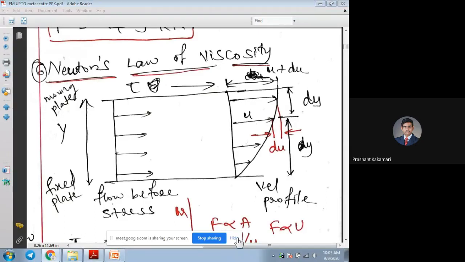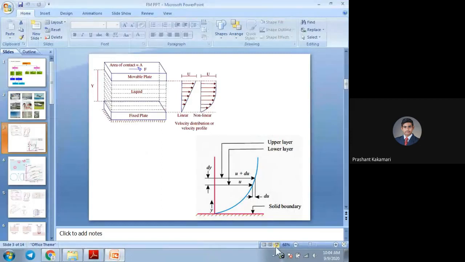Now coming to viscosity, in this we are going to study Newton's law of viscosity. Newton conducted experiments on finding the viscosity of liquids, and how that viscosity depends on different parameters. That is what we are going to discuss. And in the last class, I told you about this experiment.